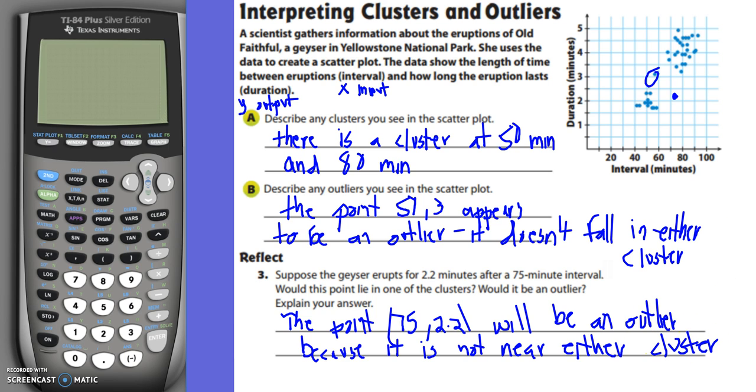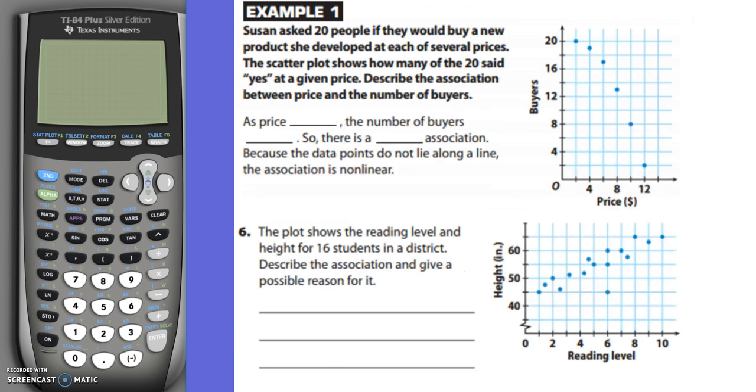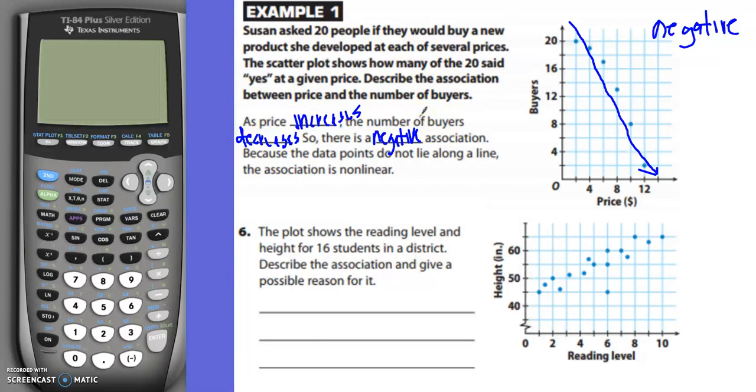All right, let's take a look at the back side. Example 1. Susan asked 20 people if they would buy a new product she developed at each of several prices. The scatter plot shows how many of the 20 said yes at a given price. Describe the association between the price and the number of buyers. Well, this looks like a negative association. So as price increases, the number of buyers decreases. So there is a negative association because the data points do not lie along a line. The association is nonlinear.